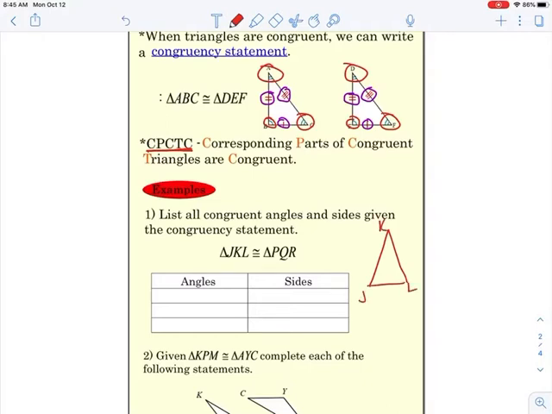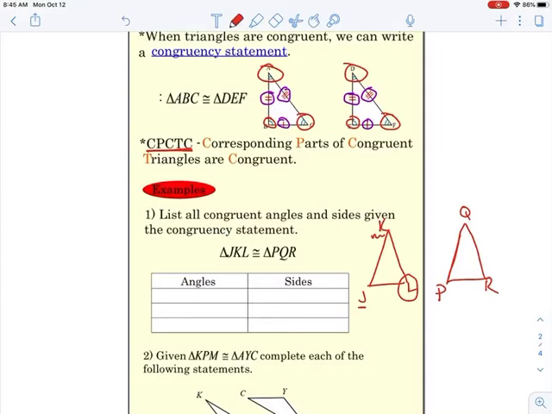So I'm going to call that JKL. When I labeled that, I started on the bottom left, and then I went up to the top, and then I went down over here. So when I draw my second triangle, I'm going to do the same exact thing. So P, Q, R. So now I have a visual, and I can tell you which angles and which sides are congruent.